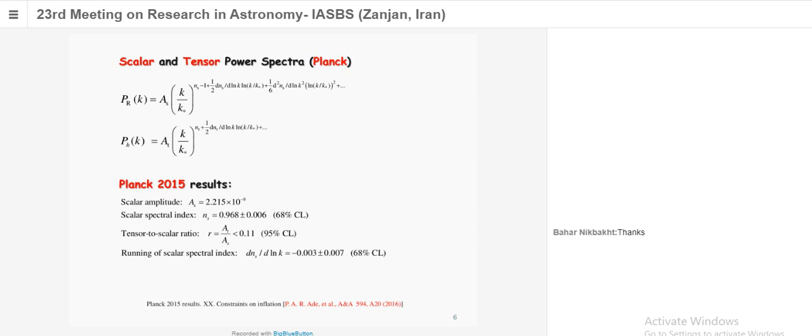According to the Planck 2015 results, the observed inflationary parameters are as follows. A_S is the scalar amplitude, and the scalar spectral index n_s is equal to 0.968 at the 68% confidence level. Another important quantity regarding inflation is the tensor-to-scalar ratio, defined as the r parameter, which has not yet been measured by the Planck satellite, but we have an upper limit on this parameter, which is 0.11.